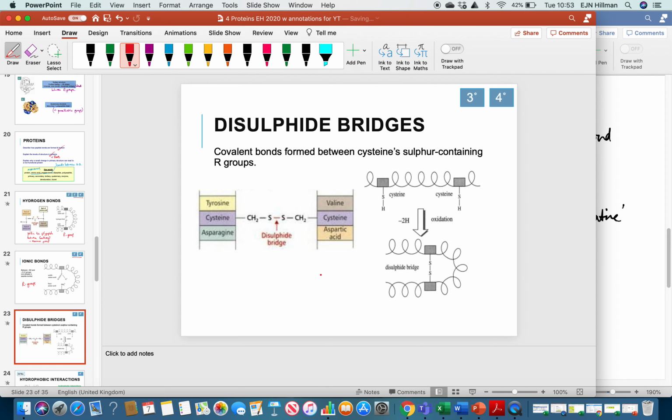Disulfide bonds form between cysteines' sulfur-containing R groups. So when two cysteine amino acids interact with each other, a disulfide bridge or a disulfide bond is able to form through this oxidation reaction. So the removal of two hydrogen atoms leaves those sulfurs available to bond together to form this disulfide bridge or disulfide bond, and that occurs in the tertiary and the quaternary structure of proteins that contain cysteine.